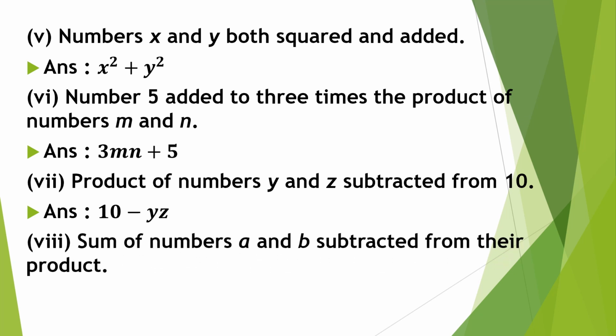Next question. Sum of numbers a and b subtracted from their product. So first we can find what is the sum of numbers a and b. Yes, it is a plus b. And what is their product? ab. So how to form the algebraic expression? From their product. So first we can write after 'from'. Their product means ab minus, put the bracket, you can write a plus b.